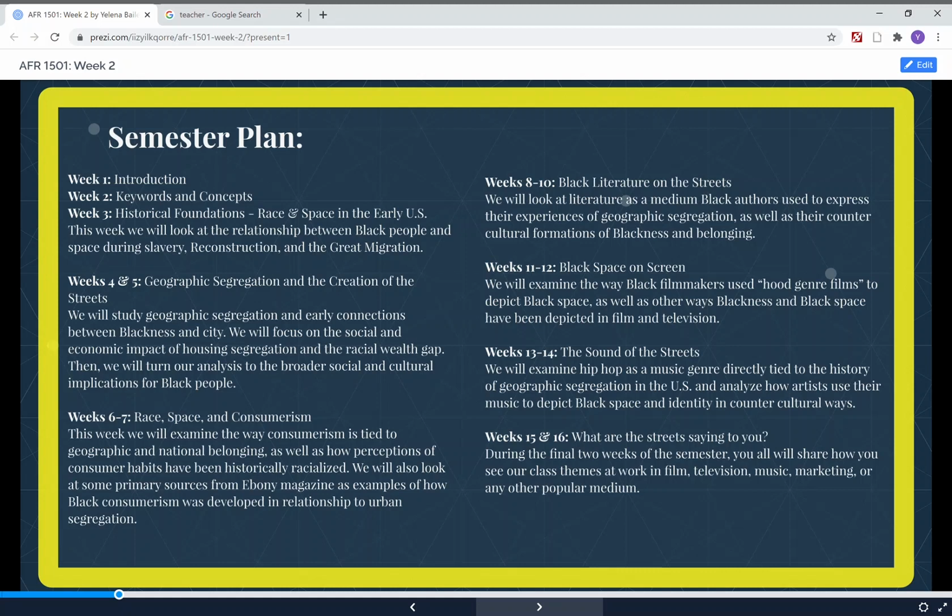I often argue that the streets are not just this physical space, right, of the ghetto or the hood. It's not just this physical space that Black people were confined to, but it's this larger set of social and cultural meanings that then have become associated with Blackness and Black people themselves. And so to really convince you or teach you about that, week 6 through 14, we're going to look at different mediums in which that happens.